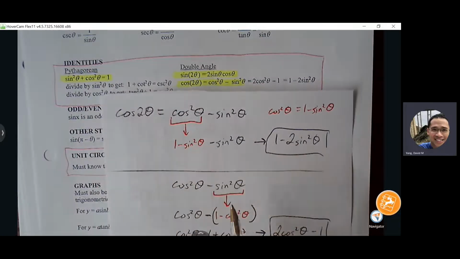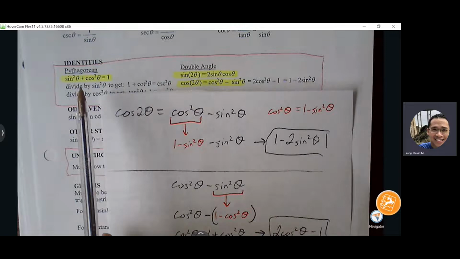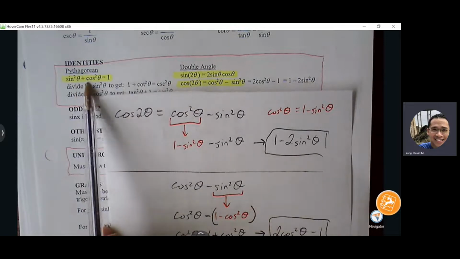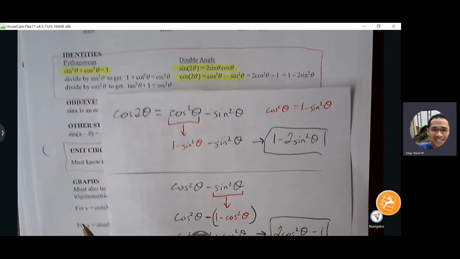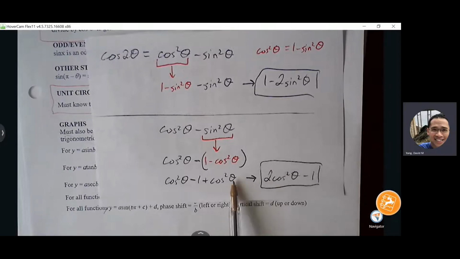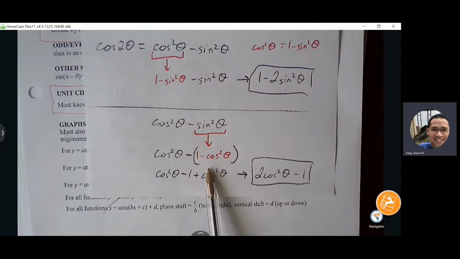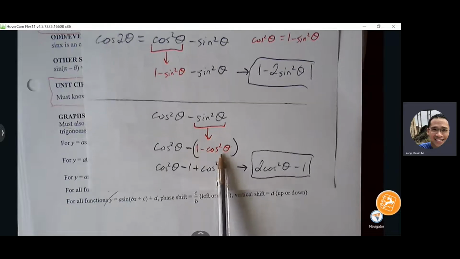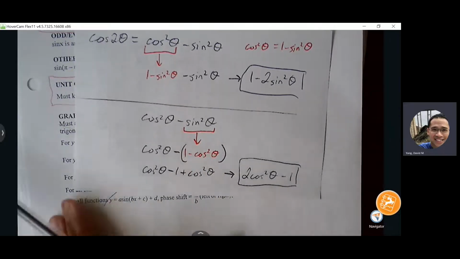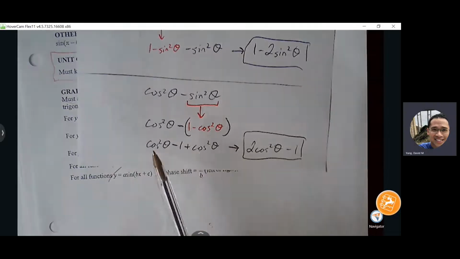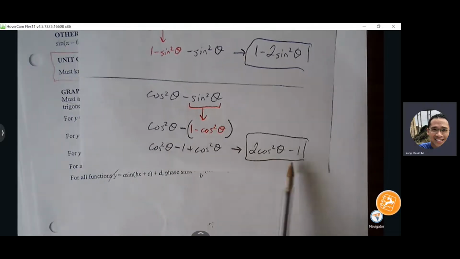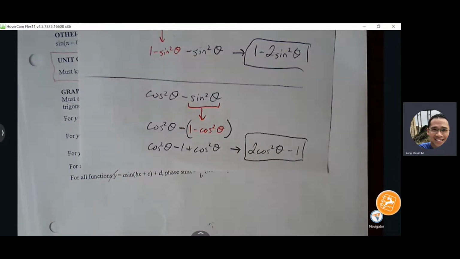Vice versa, if I were to take that sine squared and find a substitution for that, I know that sine squared is equal to 1 minus cosine squared. Once I make that substitution, careful, there's a negative outside that I need to distribute. So I get negative 1 plus cosine squared. So I'm left with cosine squared plus cosine squared equals 2 cosine squared. So there's our other double angle expansion possibility.